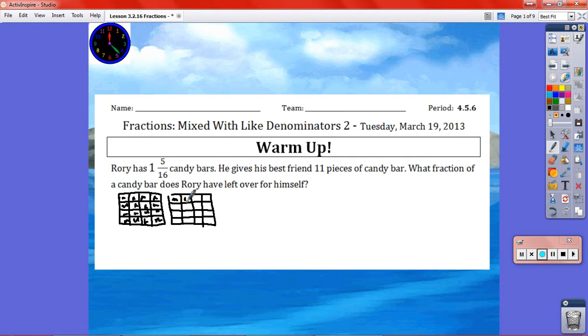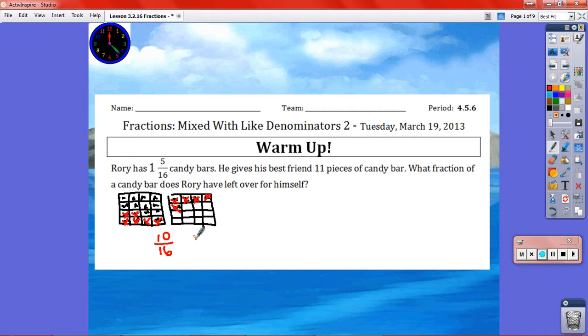1, 2, 3, 4, 5. He gives away 11 pieces. Now I could erase, but that's kind of a pain when crossing out would be easier. So I'm going to just go ahead and cross out the 11 that he gives away. So he gets rid of 1, 2, 3, 4, 5, 6, 7, 8, 9, 10, 11. So what he has left is 1, 2, 3, 4, 5, 6, 7, 8, 9, 10 pieces left. 10 out of 16.